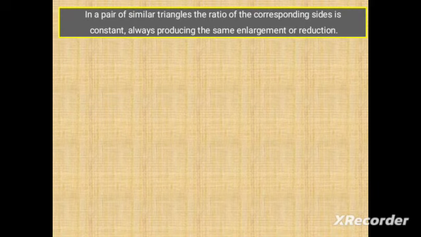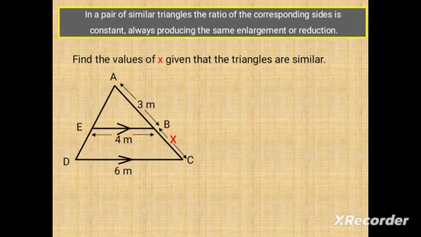Okay, in a pair of similar triangles, the ratio of the corresponding sides is constant, always producing the same enlargement or reduction. And now, using that statement, we can now work out the value of x in the question below. Find the value of x given that the triangles are similar.